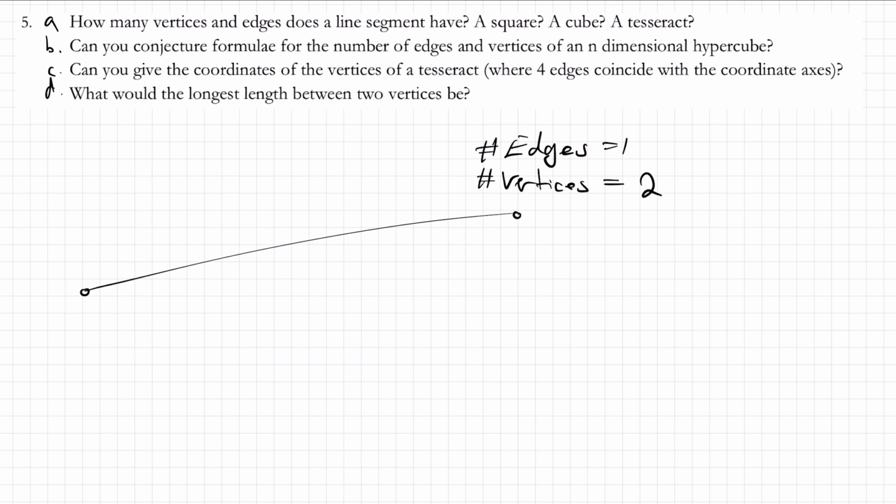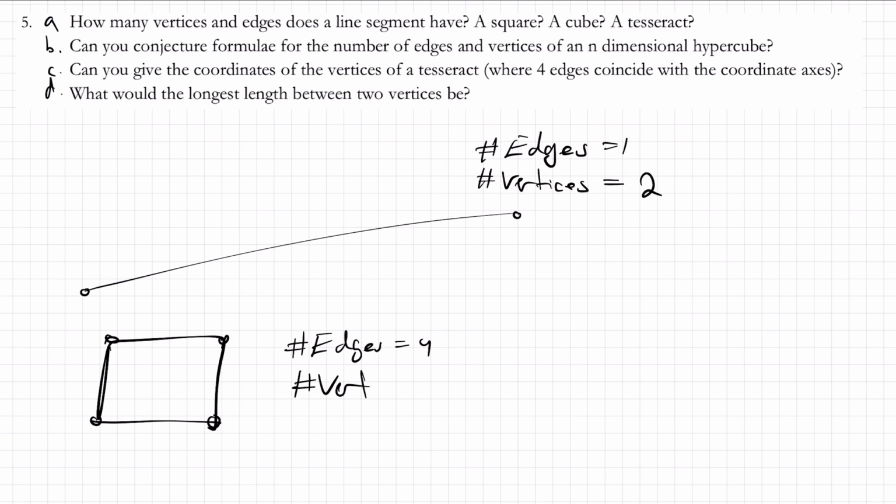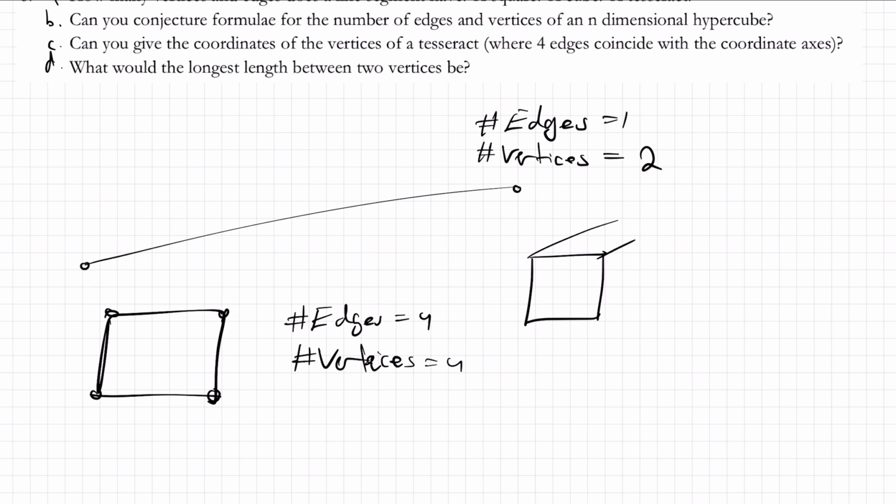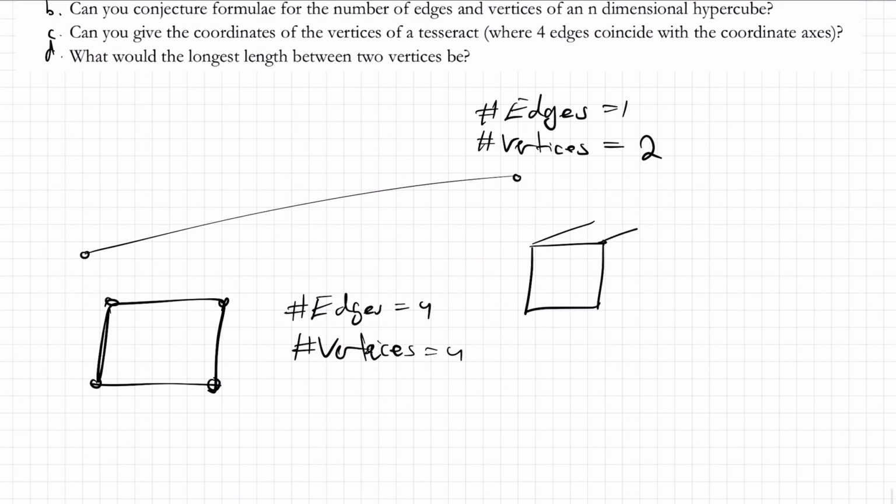Okay, now we're extending this into the second dimension. So if we now have a square for this, we have 4 vertices and 4 edges. Number of edges equals 4. Number of vertices equals 4 as well. A cube, well, we can draw it out. And we should see that there are 8 vertices, I believe. If we don't forget about this one at the back.